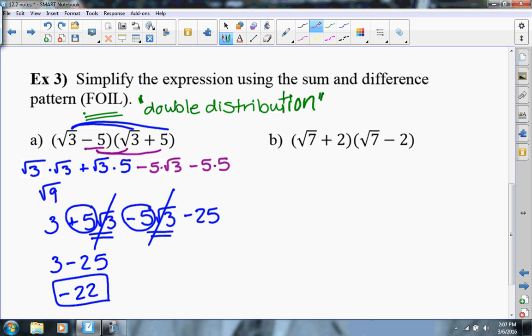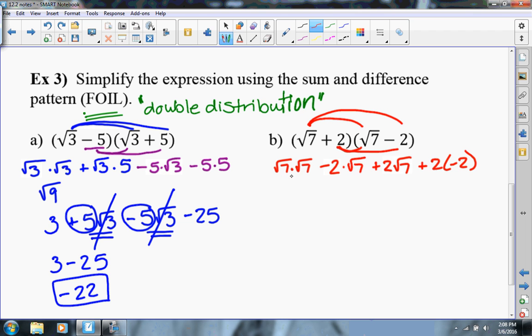So let's take a look at part B here. And hopefully this will go a little bit faster now that we've seen all the steps in part A. So I'm going to take my first terms and multiply them together. Square root of 7 times the square root of 7. And then my outers, so negative 2 times the square root of 7. Then my inners, the positive 2 times the square root of 7. And then my lasts, the 2 times the negative 2.